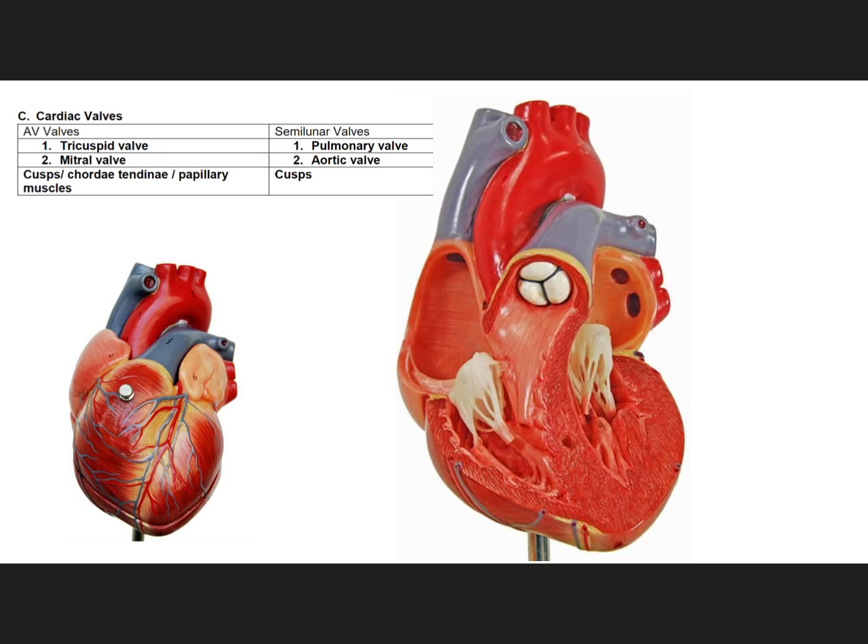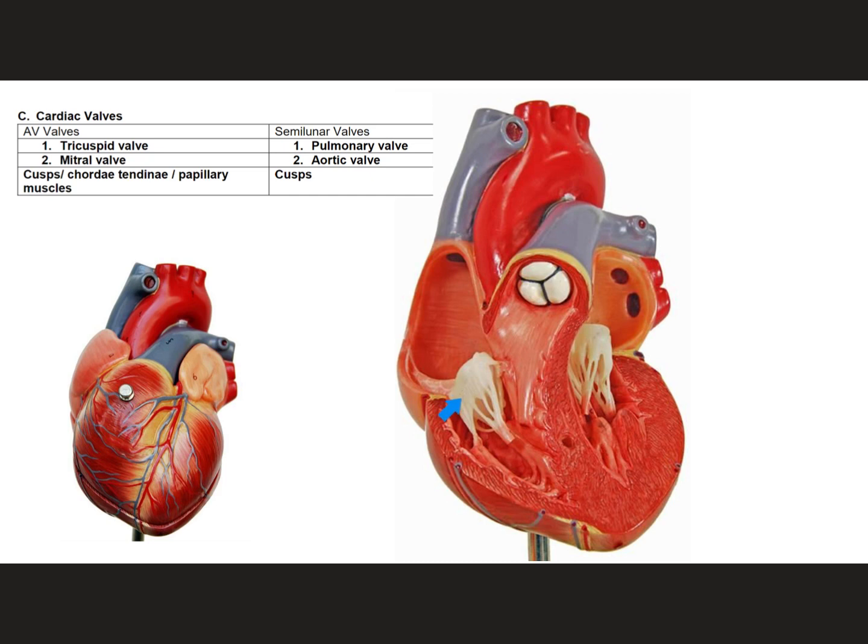So again, the first thing I want to do is get myself oriented. So here's my apex of the heart. Here's the base of the heart superiorly. That makes this the right side, this the left side. We learned that this was right ventricle, this was left ventricle, so that makes this right atria and left atria.